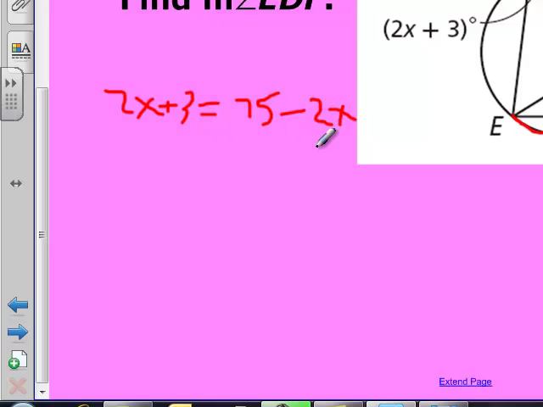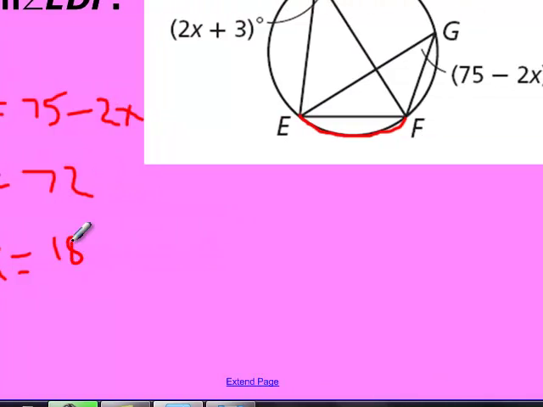Okay, so I'm going to add the 2x to both sides. I get 4x, and I'm going to subtract that 3 from both sides, so equals 72. Therefore, x is equal to 18. Now that's just x. So for the measure of EDF, I'm going to plug 18 into there. So for the measure of angle EDF, I would have 2 times 18, which of course is 36, plus 3, which is equal to 39 degrees.